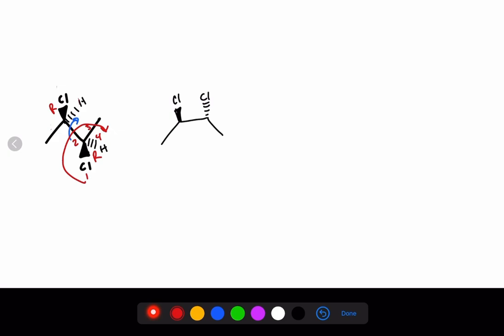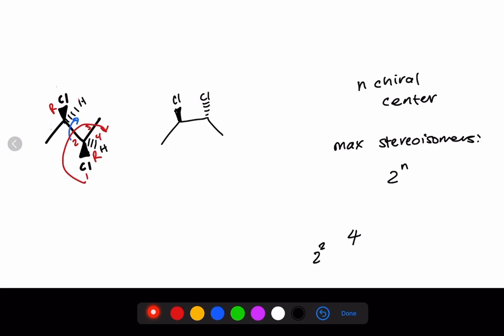Last note, if a molecule has n chiral centers, the maximum number of stereoisomers is 2 to the n. So if we have a molecule with 2 chiral centers, it will have 2 to the 2, 4 stereoisomers at a maximum. Being a meso compound can make you have a lesser number, but 2 to the n is always the maximum. The reason is that each chiral center can either be R or S, giving 2 options for each chiral center, so there's 2 to the n combinations.